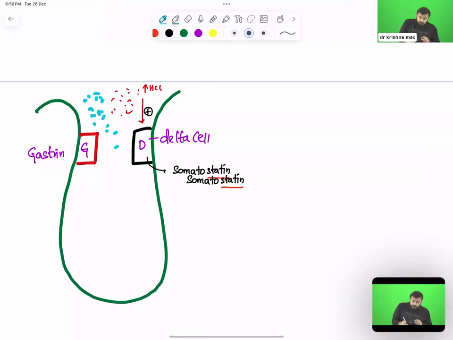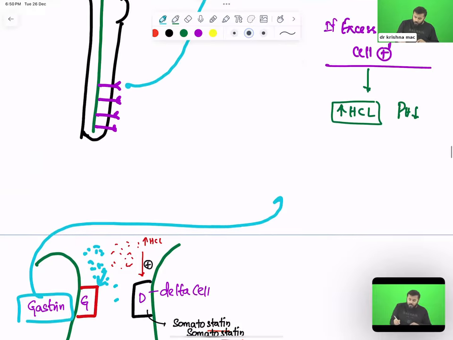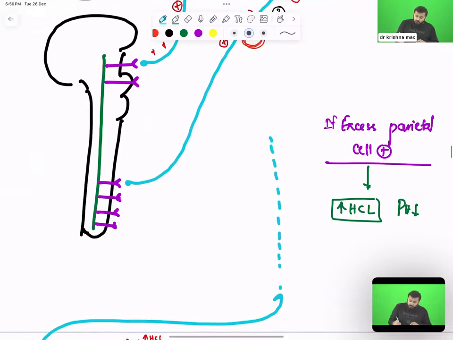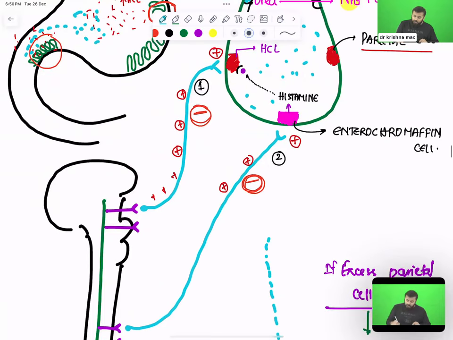This will activate your G cells. Okay? And G cells, kya karega? G cells will start releasing what? Gastrin. And what will this gastrin do? This gastrin will go all the way up. One thing gastrin will do is that it will go and activate your enterochromaffin cells. Next, gastrin will also go and activate your parietal cells.